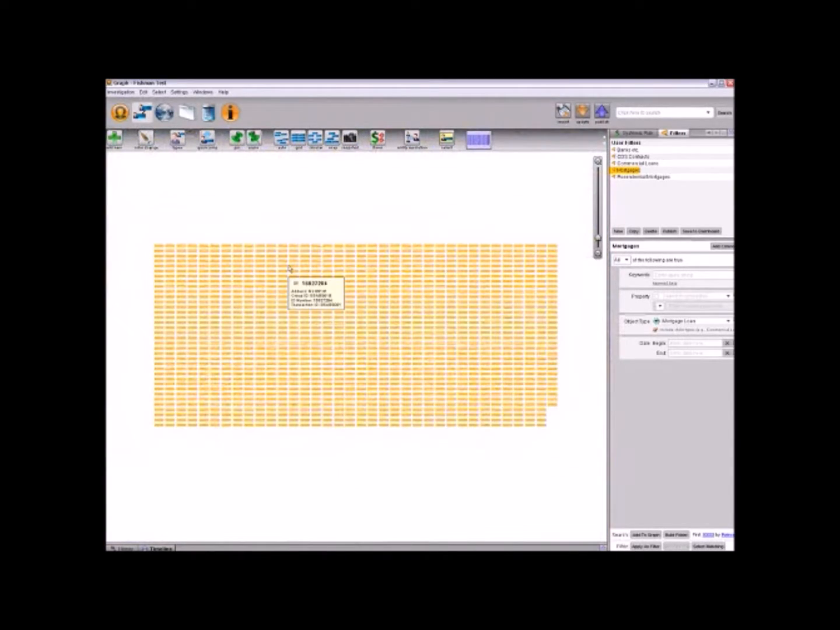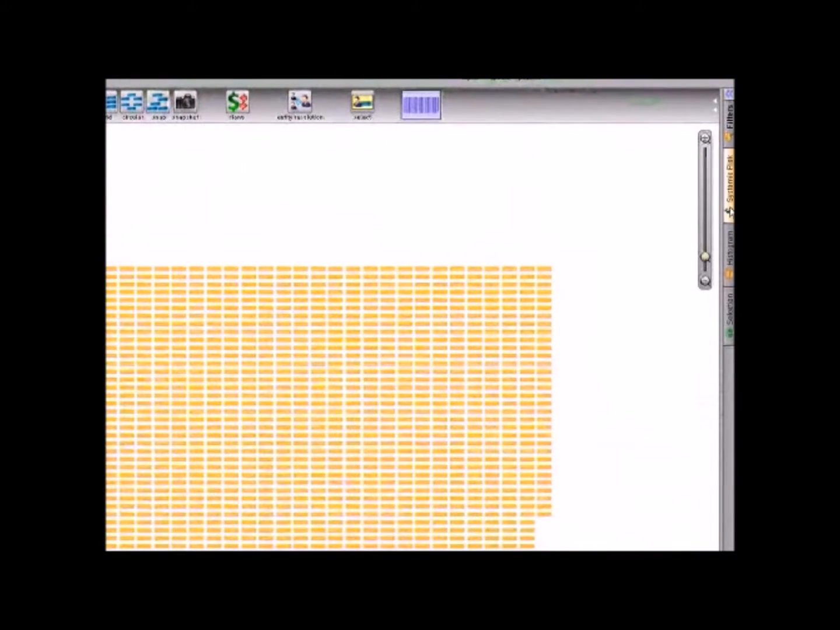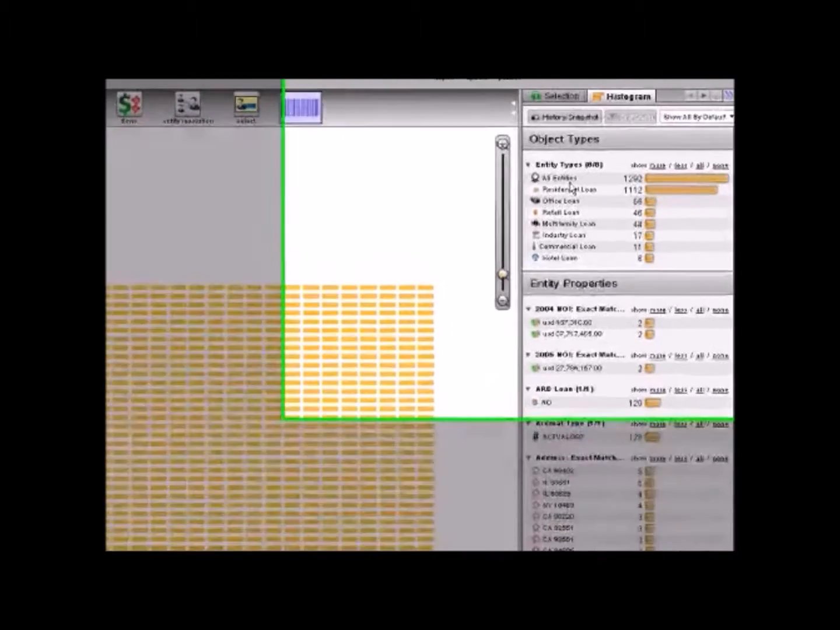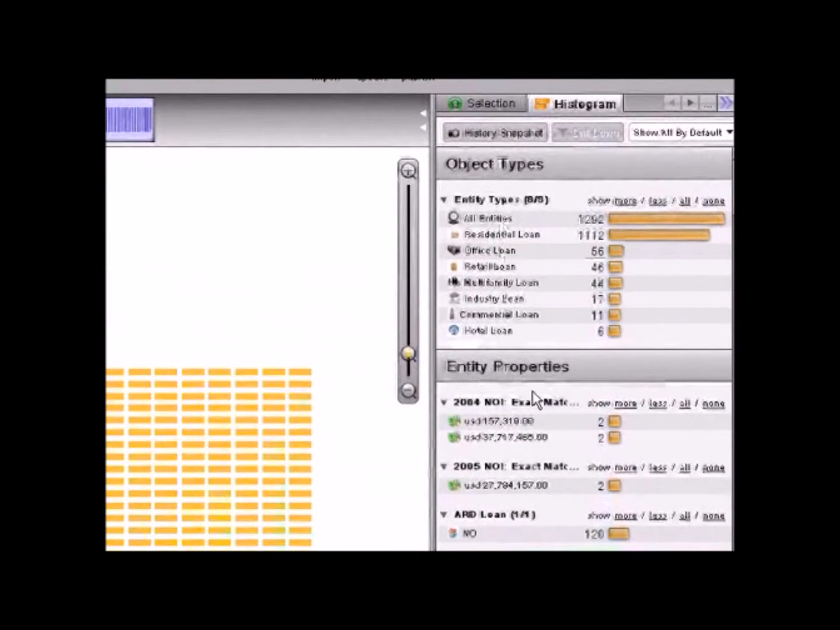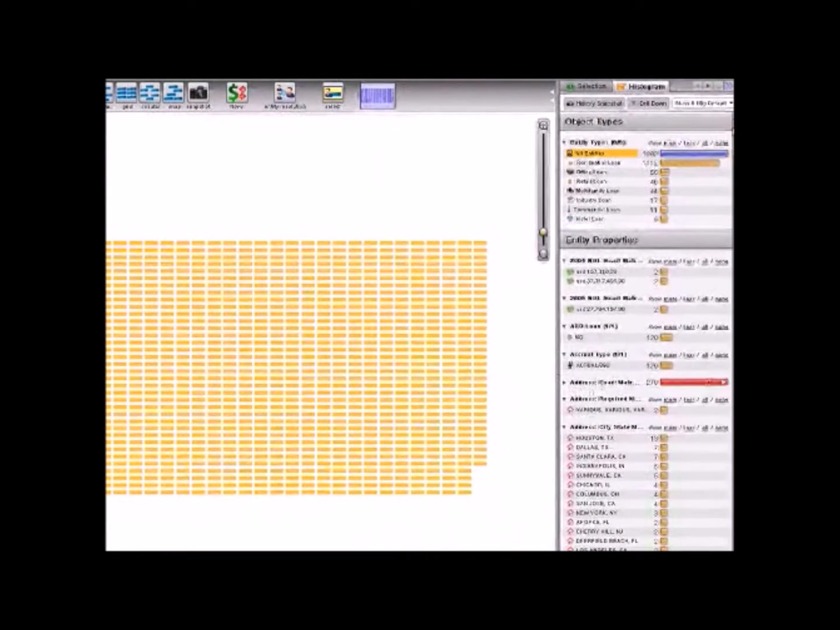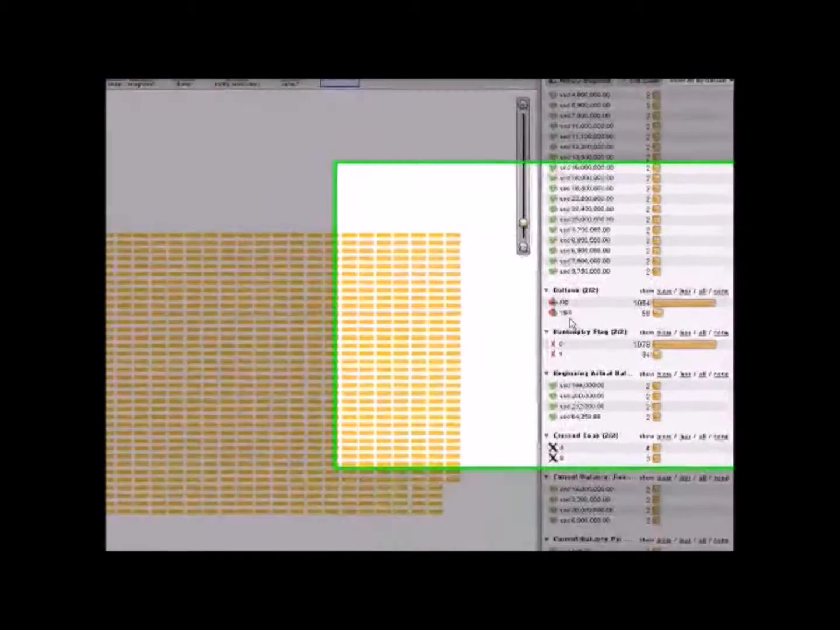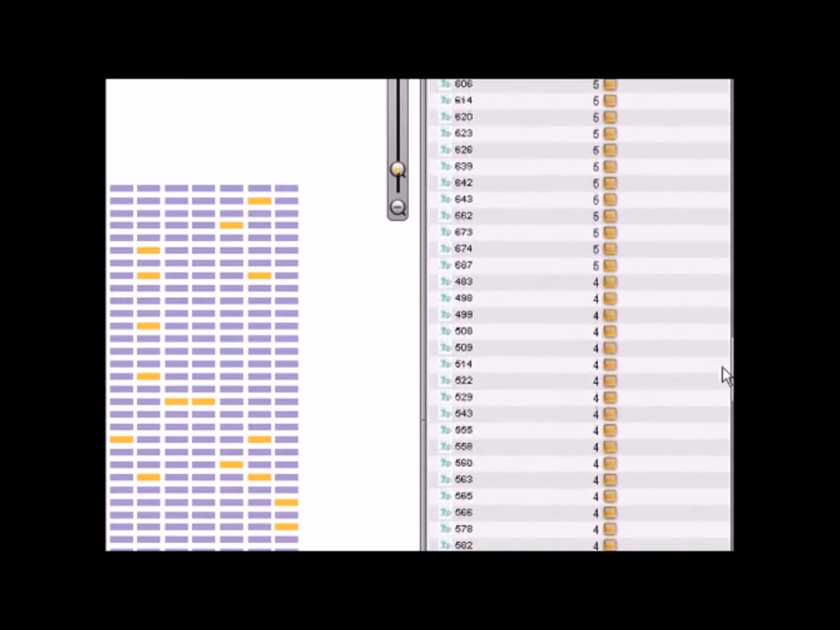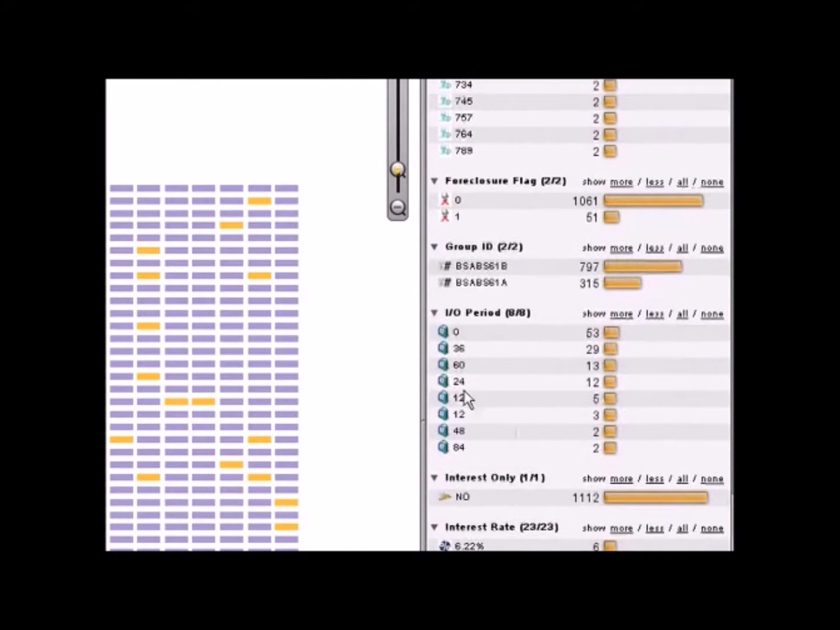Let's return to the graph. Using the histogram, I can see that I have a mix of commercial and residential mortgages. Let's isolate the mortgages that are likely to default in the near future. We'll choose mortgages that have balloon payments, mortgages given to people that have gone bankrupt, and mortgage loans that had low introductory teaser rates.